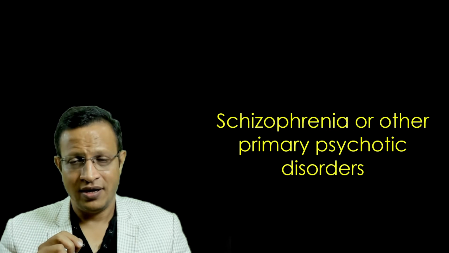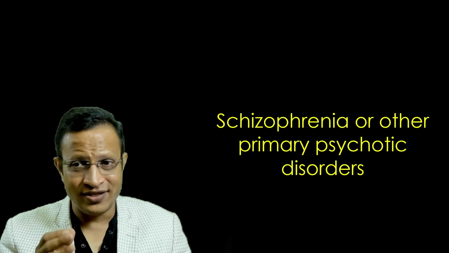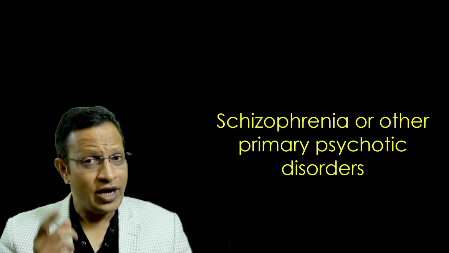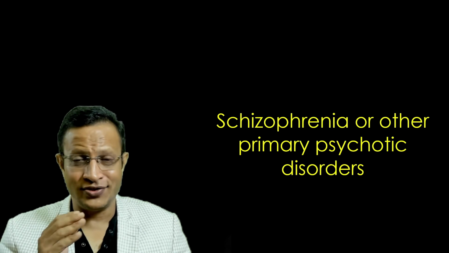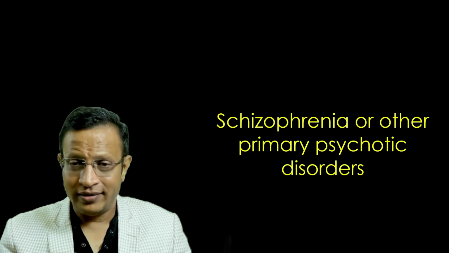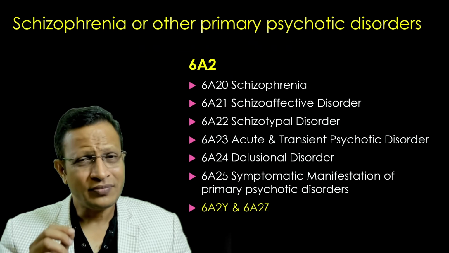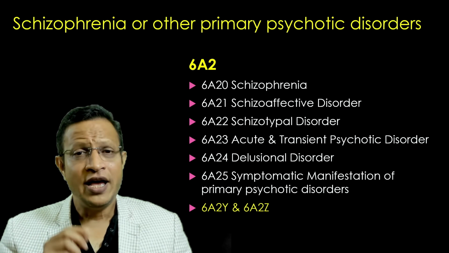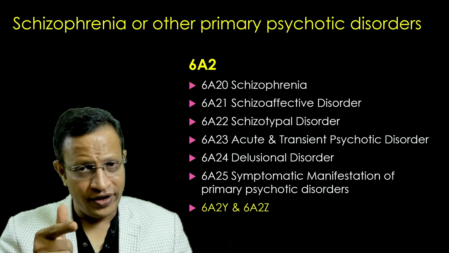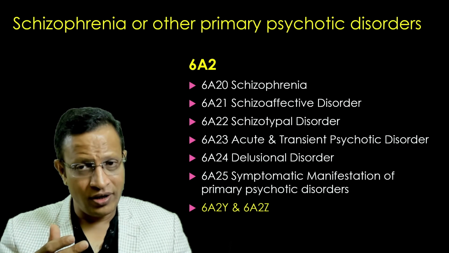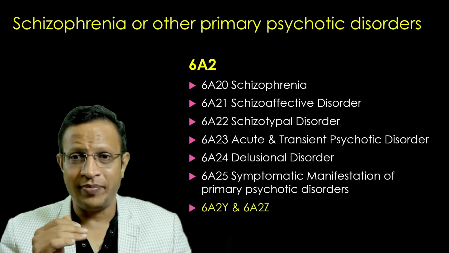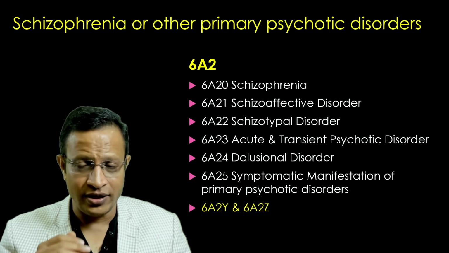Further, moving to the second important category, schizophrenia or primary psychotic disorders. Compared to ICD-10, where it was considered as schizophrenia, acute psychosis, and delusional disorder, here it has been classified as schizophrenia, schizoaffective disorder, schizotypal disorder, acute and transient psychotic disorder, delusional disorder, and symptomatic manifestation of primary psychiatric disorder.